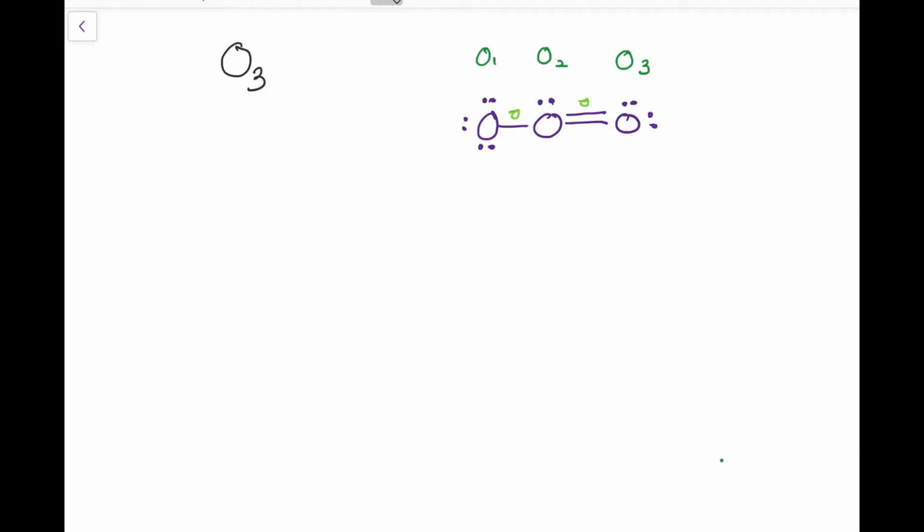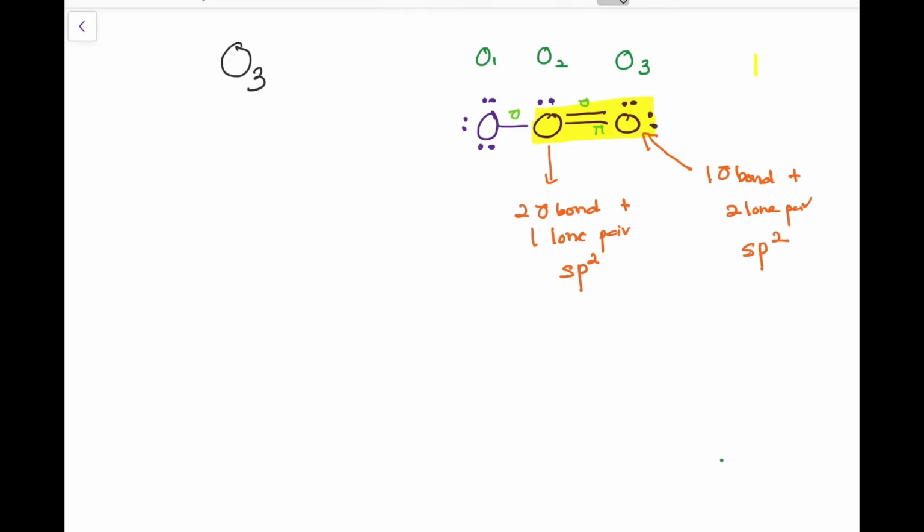This is sigma bond, this one forms 1 sigma, 1 pi. Because only oxygen number 2 and number 3 are involved in the formation of multiple bond, both will undergo hybridization. For oxygen number 2, it has 2 sigma bonds plus 1 lone pair. Because 2 plus 1 equals 3, it undergoes sp2. For oxygen number 3, it has 1 sigma bond plus 2 lone pairs. Because 1 plus 2 equals 3, it also undergoes sp2.